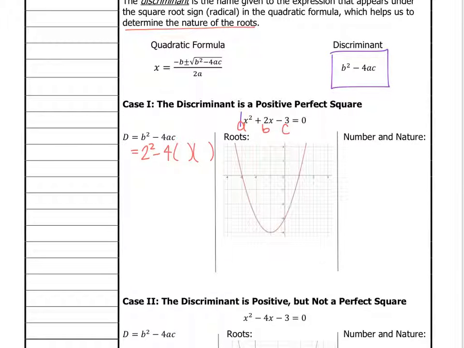Take 30 seconds to fill in those blanks. Just kidding, not 30 seconds. That's way too long. A is 1 and c is -3. So now we're going to actually plug this into our calculator. This time I'll give you 30 seconds.